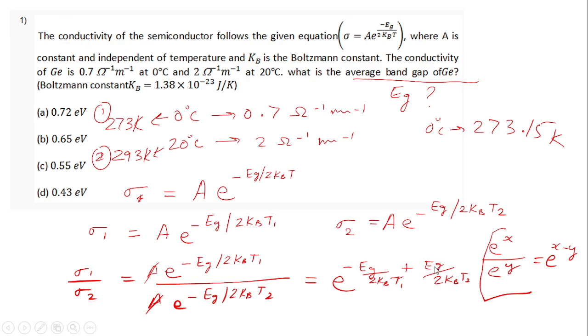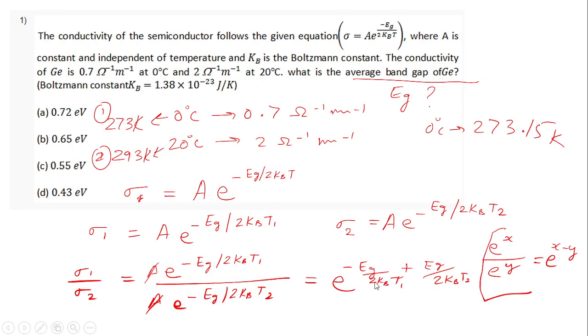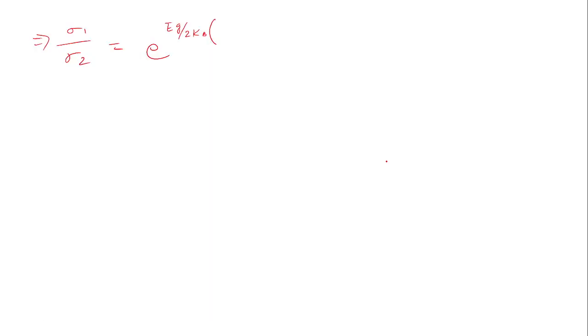I can take Eg and 2 kB out as common, right? e to the power Eg divided by 2 kB, where g is a subscript, and inside I will have minus 1 over T1 plus 1 over T2. I need to finally find out Eg, so I need to get rid of this e to the power. I want to get rid of this exponent. So one way is to take the natural log on both sides.